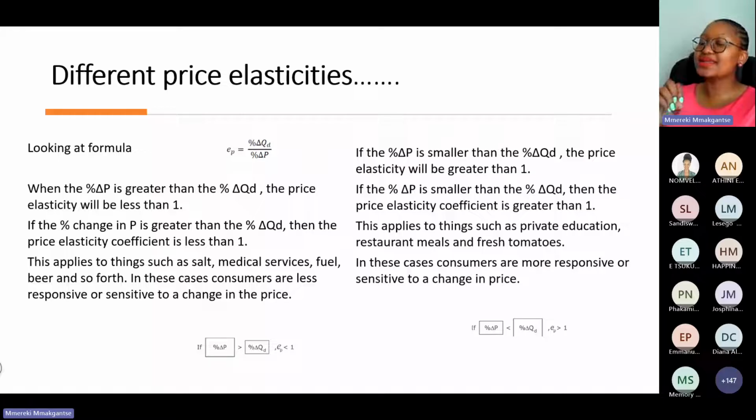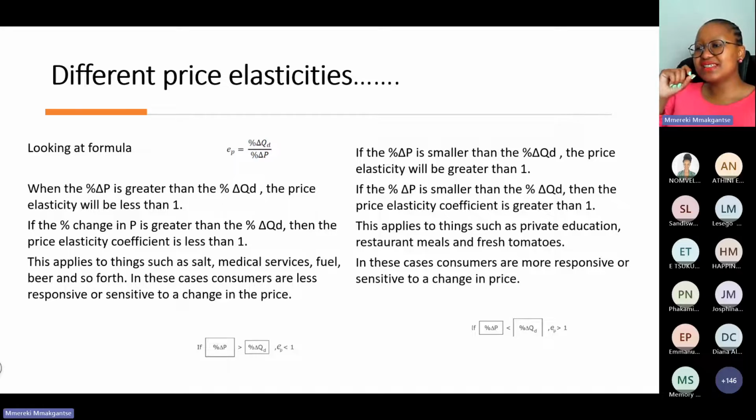So as long as when you look at your formula, after you calculate, you see that, remember, I want you to remember: coefficient, QD, over price. Percentage change in quantity demanded divided by percentage change in price.